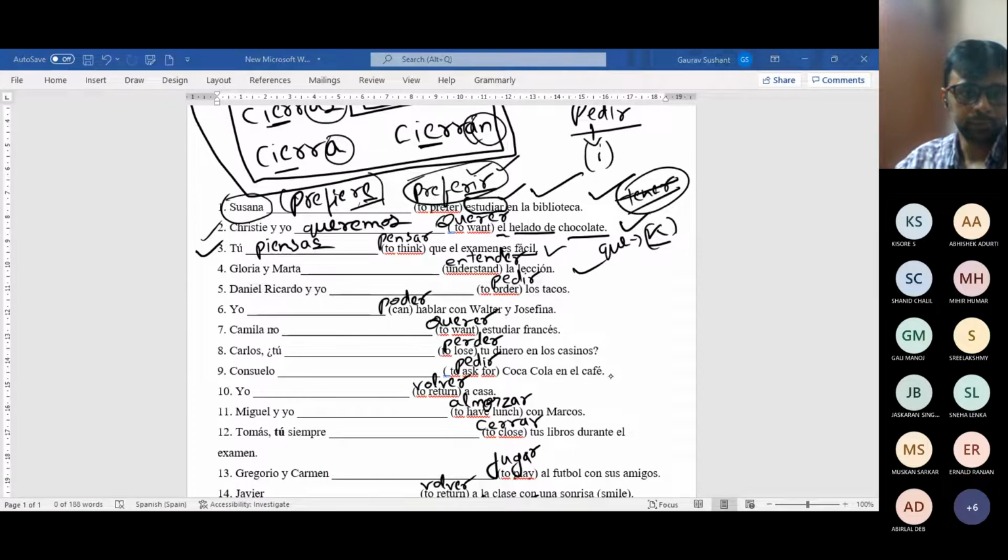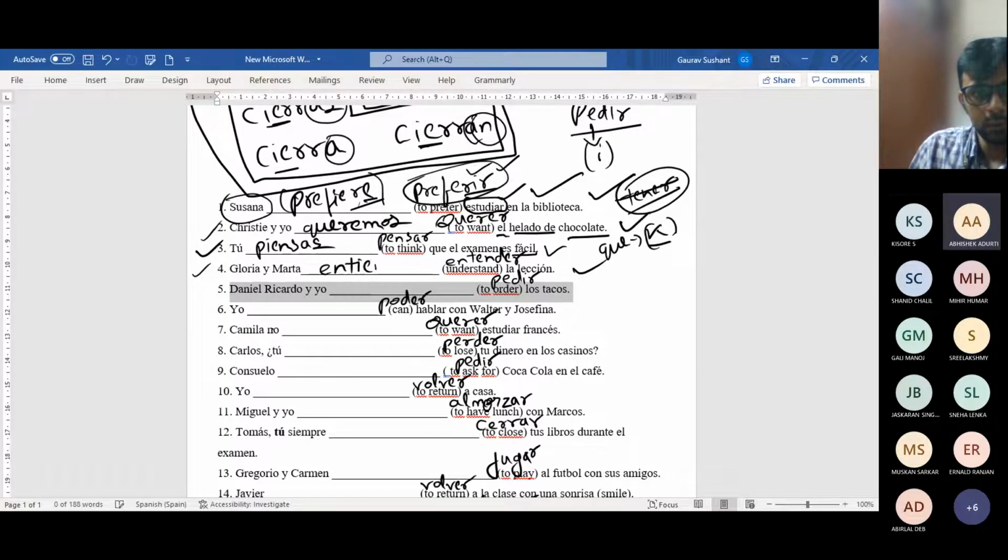Number four. I want to ask Abhishek, can you tell me number four? Gloria y Marta entienden la lección. Entienden la lección. And what will be the translation? That also you can try. Gloria and Marta understands the lesson. Understand, plural, not understands. Understand the lesson. Good. Thank you. Let us come to number five, Daniel Ricardo y yo, and the verb is pedir.